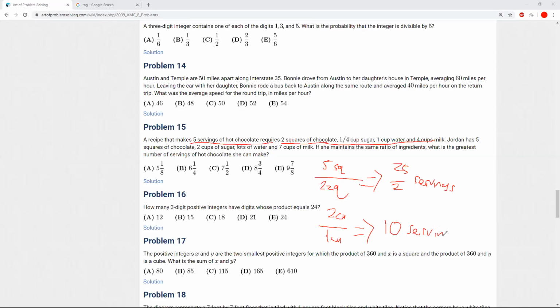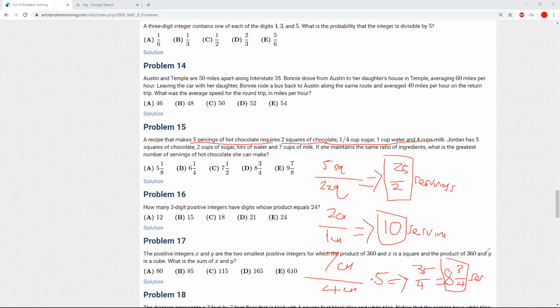And then if we look at the milk, she has 7 cups of milk compared to 4 in the servings. And if we multiply this by 5 servings, we'll get 35 over 4 servings, which, if we convert it to a mixed number, is 8 and 3/4 servings. So if we look at the least number here, the least number is going to be this one. So the greatest number of servings she can make is going to be D.